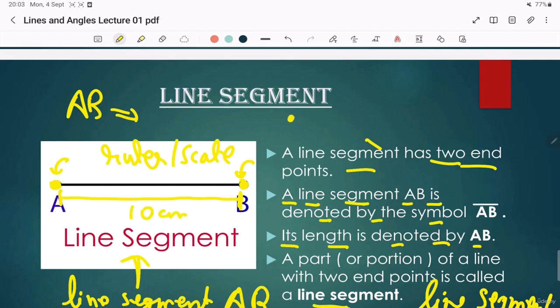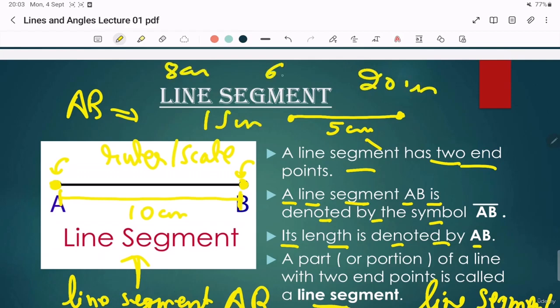Now I am drawing another line segment. Let's say this is 5 cm. So a line segment is of definite length. We can draw a line segment of any length, like 20 cm, 15 cm, 8 cm or 60 cm. A line segment is always of definite length.